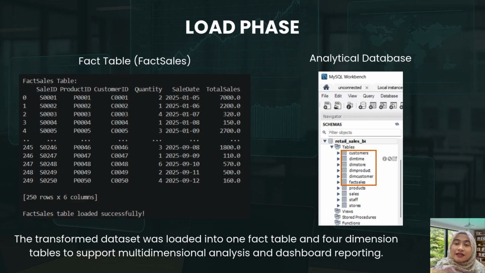And on the right side, the analytical database shows that the fact sales table together with the dimension tables were successfully stored in MySQL.